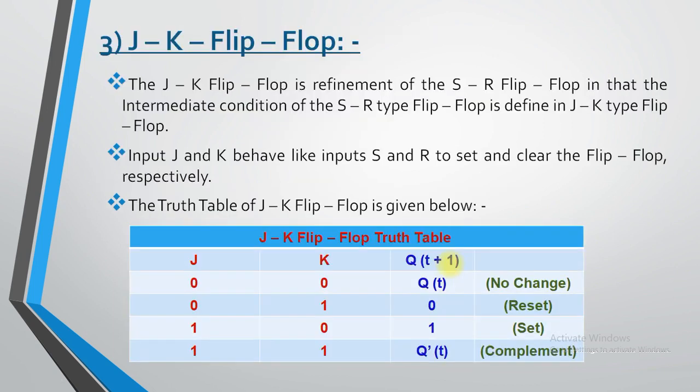Now, what is the next flip-flop? That is the JK flip-flop. Again, there is a modification in the SR flip-flop. With the SR flip-flop, the last condition is the intermediate state, so it is the drawback of SR. So that is the advantage of JK. Why? Because when you use the JK flip-flop, the last occurrence would be Q dash T, which is the complemented value of Q T.